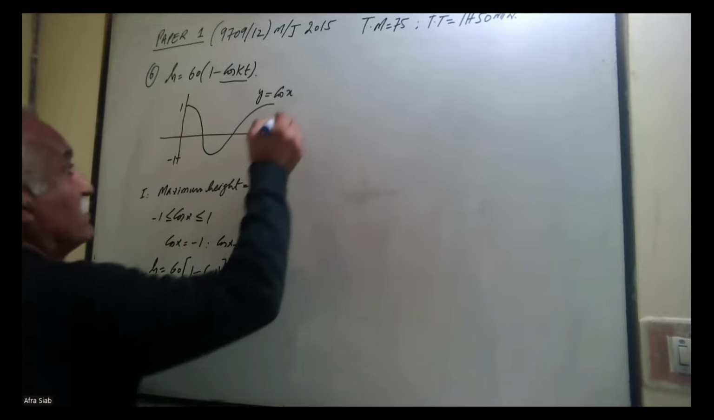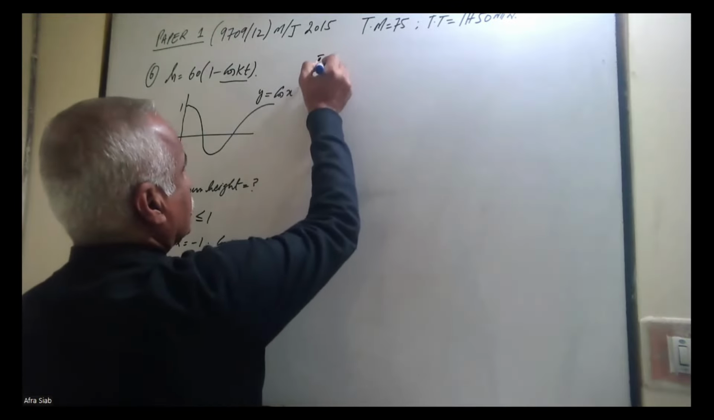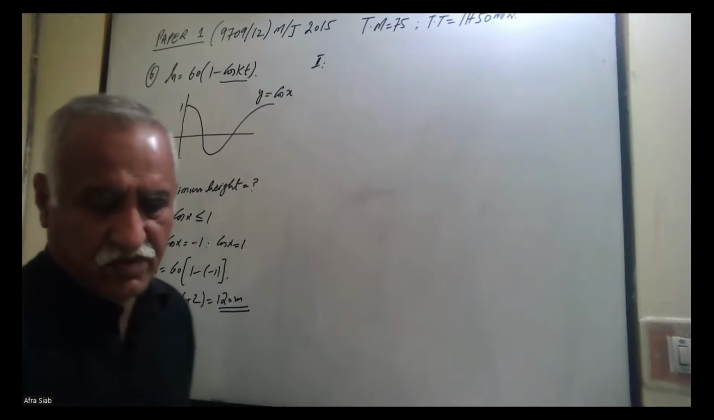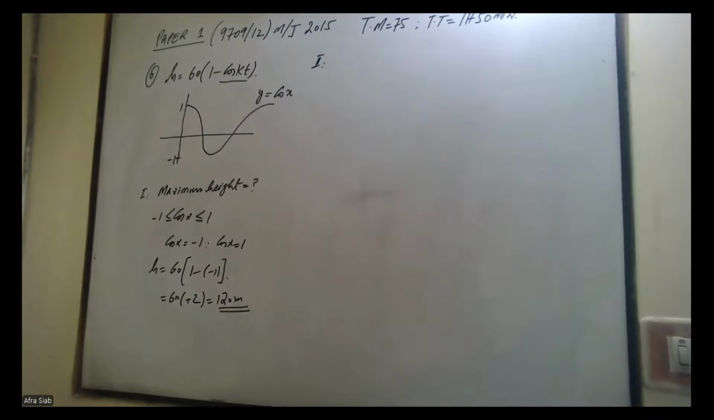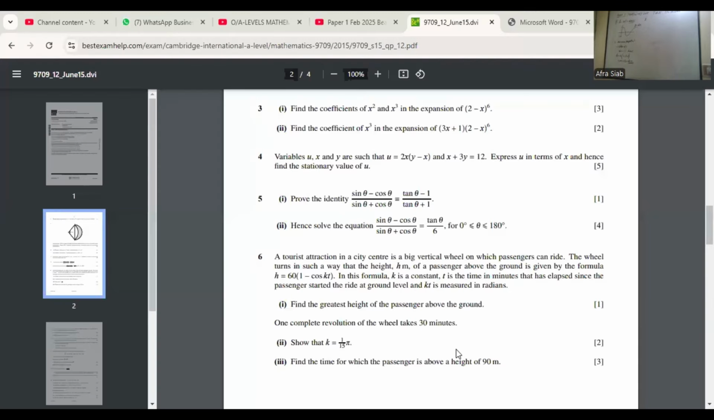Now in the second part, when it completes one revolution in 30 minutes, show that k is equal to pi by 15.